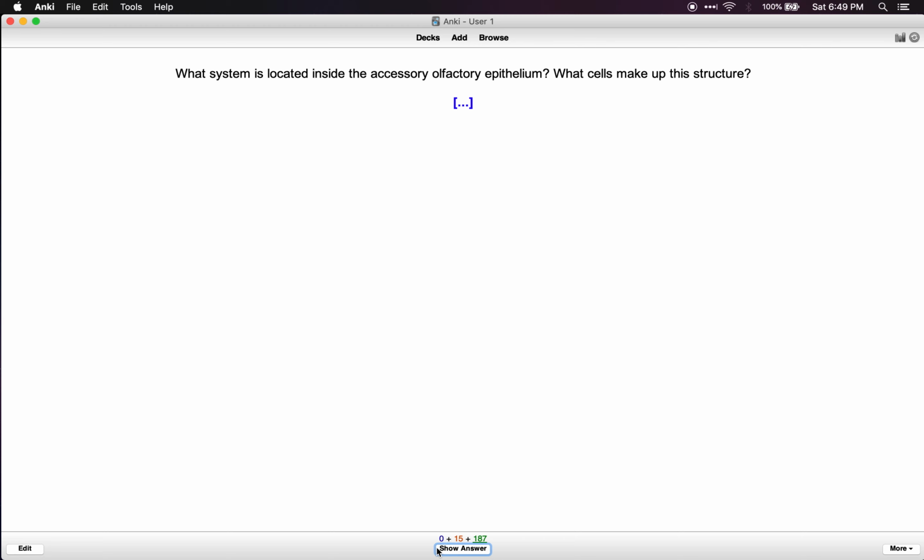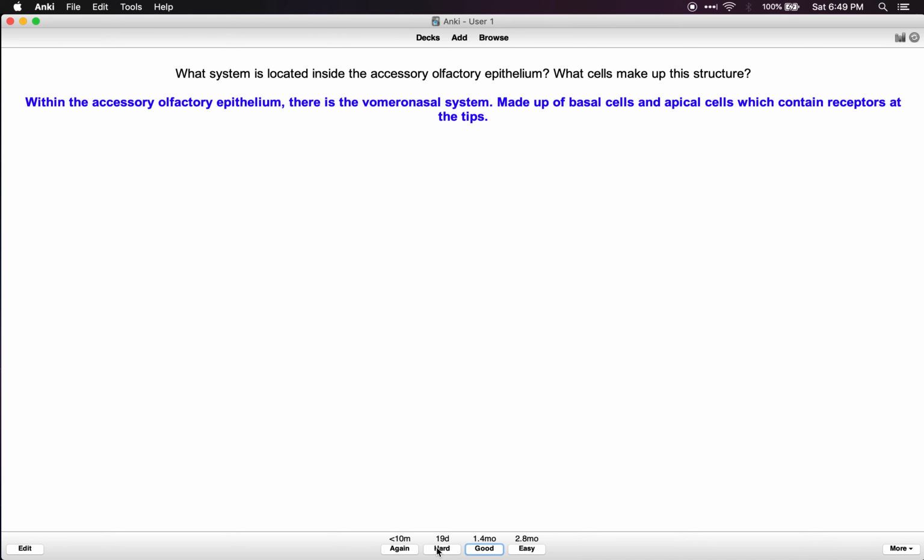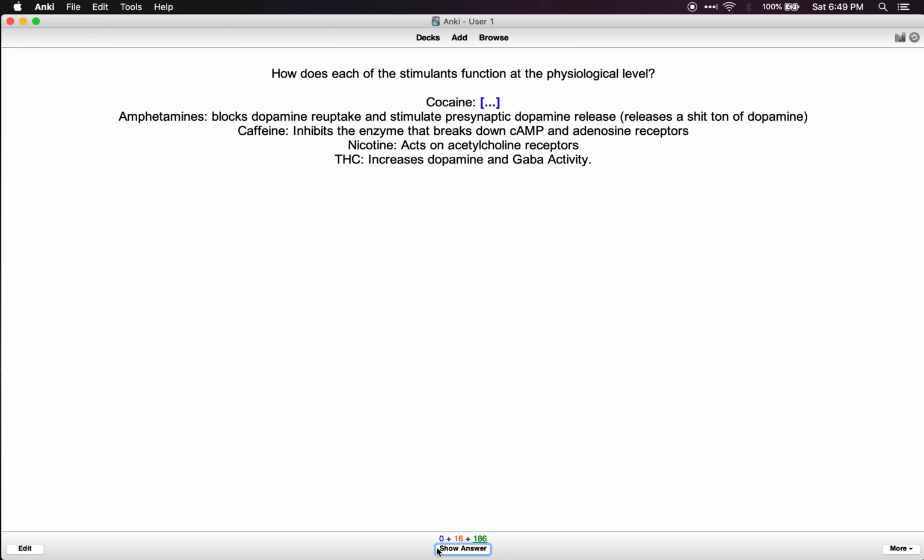Which system is located inside the accessory apophyse of the T1? Vomeronasal system may have basal and apical cells. Kinase receptors.